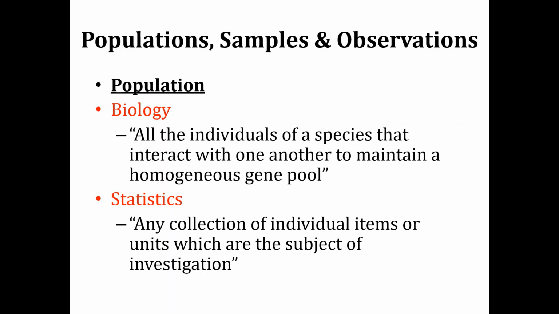So in biology, population means individuals of a species that can interact with one another and maintain a homogeneous gene pool, while in statistics, it is any collection of individual items or units, whether living or non-living, whether belonging to the same species or different species, if we are working on them and they are the subject of our investigation. Their collection is known as the statistical population.